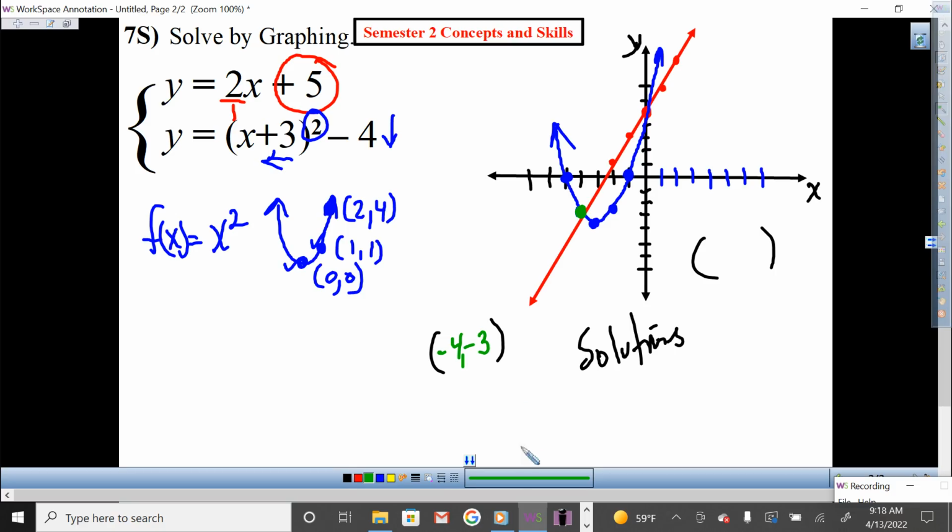Pass someone for the other. Andres, the other one. 0, 5. Hands if you got that. Looks about right. It's right there. And yes, those are my 2 solutions.